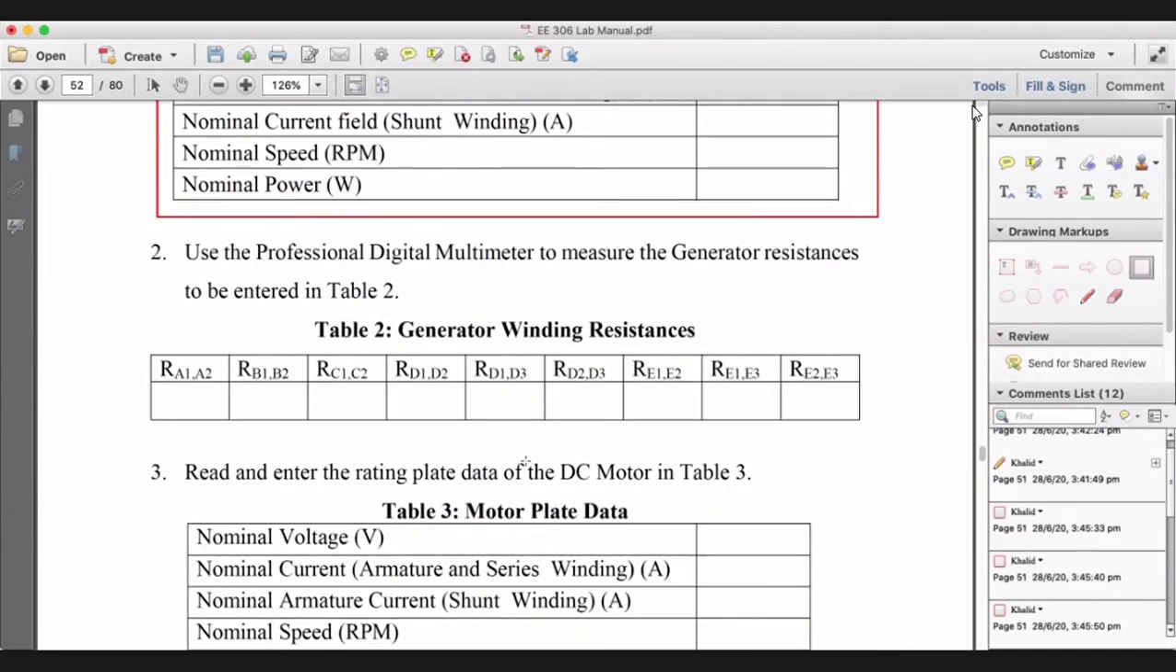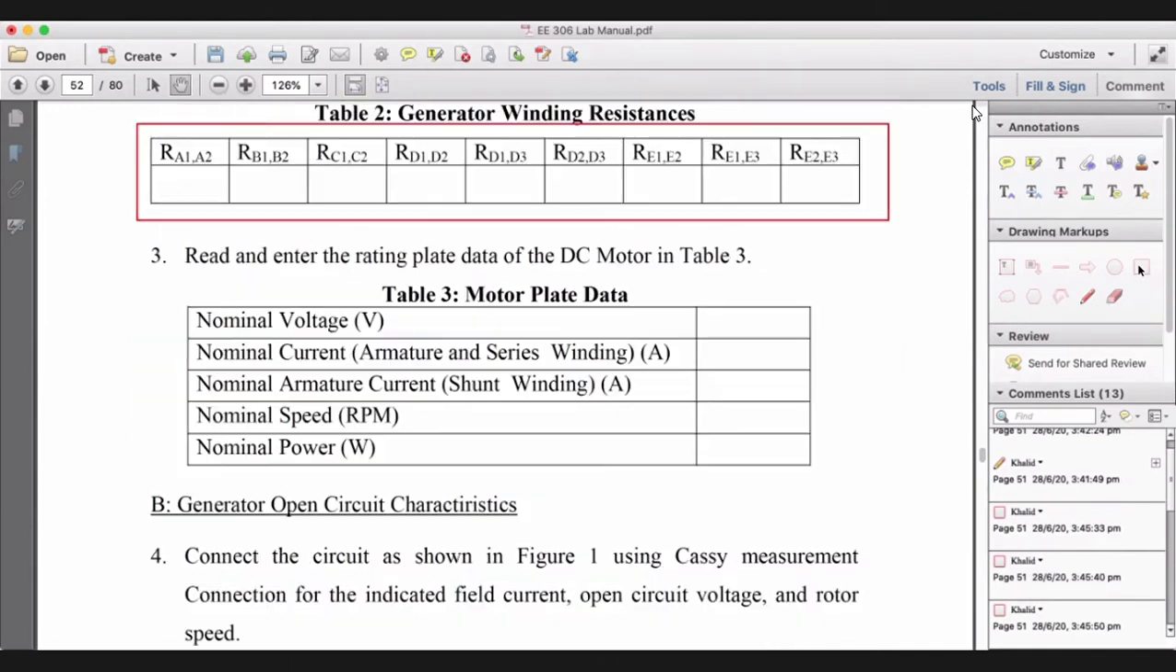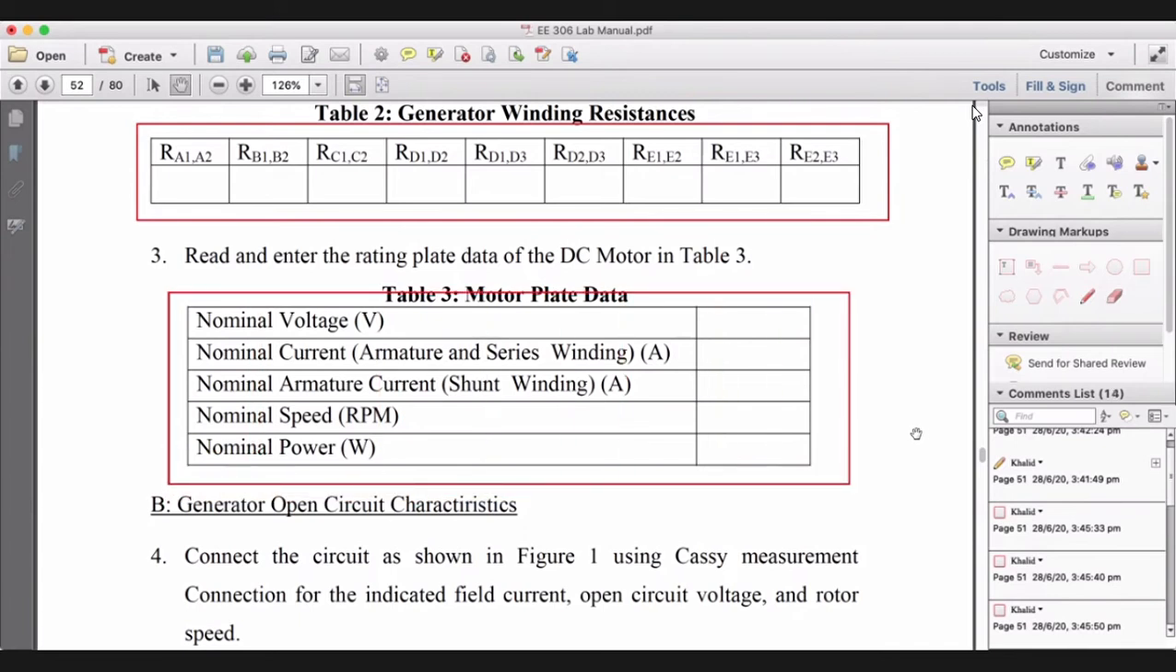How can we determine the value of the resistances using a multimeter? And also we show you how to determine the value of the numbers from the motor. We have a generator, we have a motor, and we'll show you how to determine the parameters, which are voltage, current, speed and power. These things are the parameters of the machine.